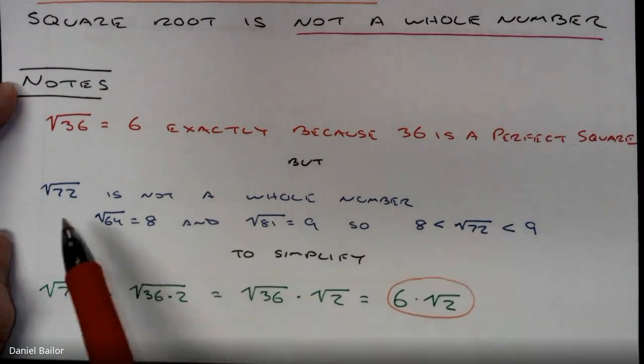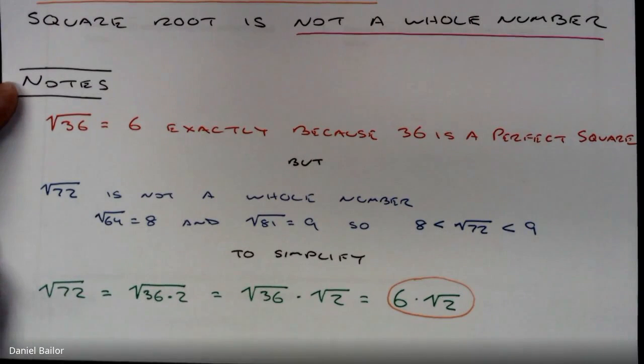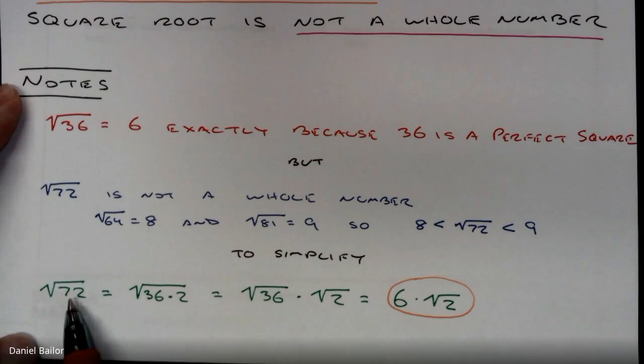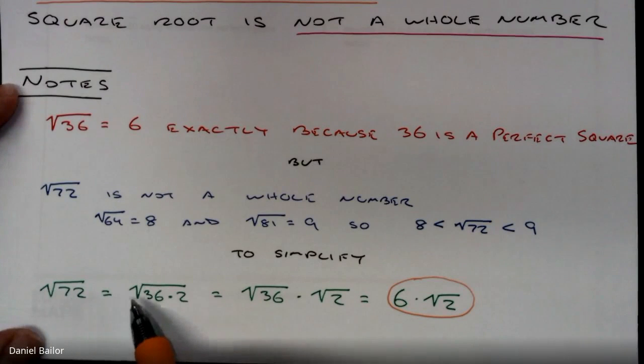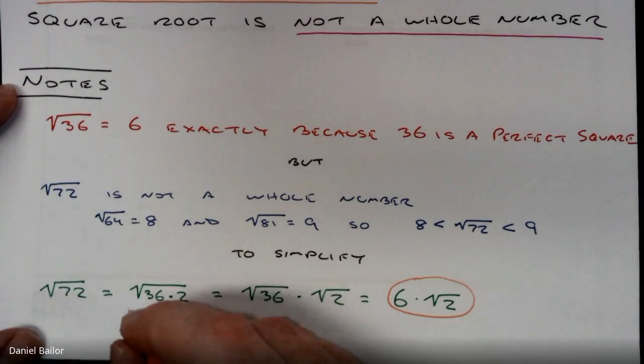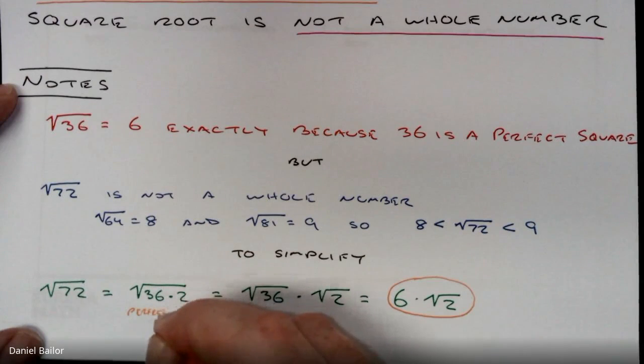So if you have the square root of 72, how do you simplify it? Well, to simplify it, you think of 72 like a product. Your goal is to get a perfect square out of 72. What factors can you make where one of them is a perfect square? For 72, I think of 36 times 2, because 36 is a perfect square.